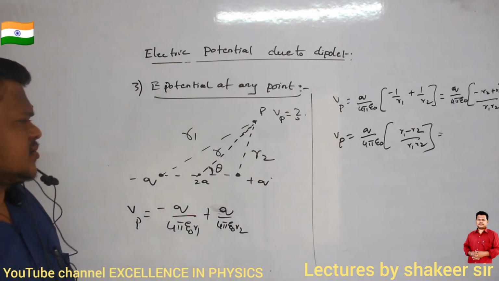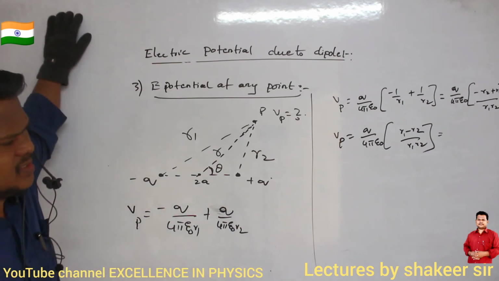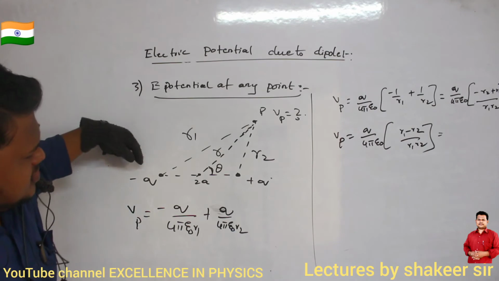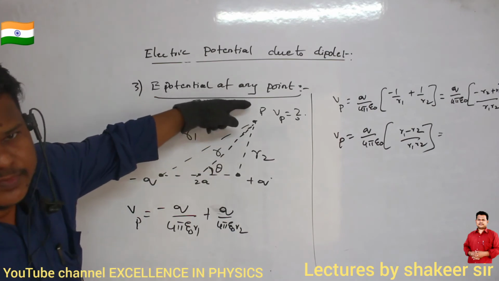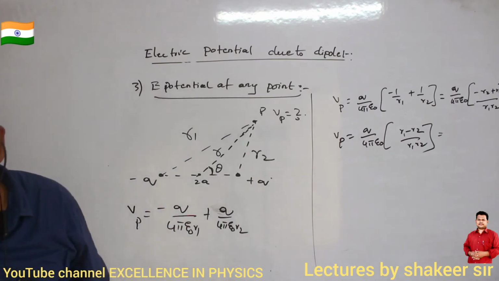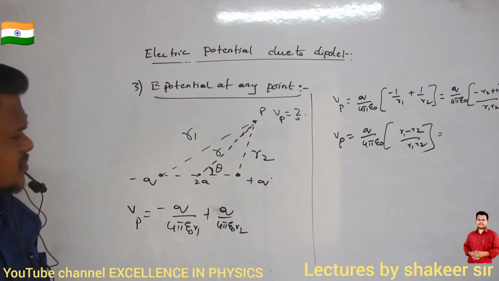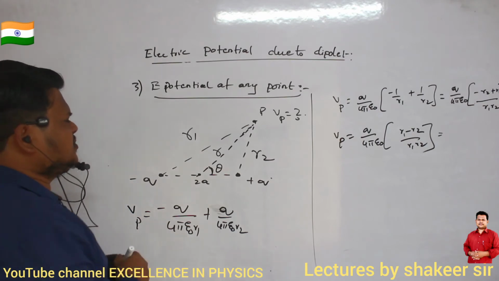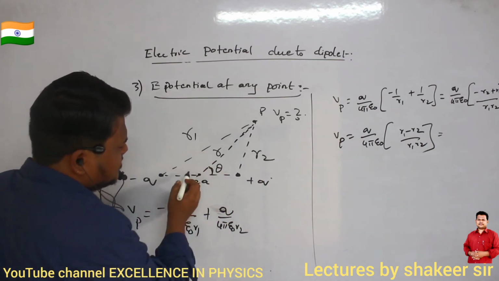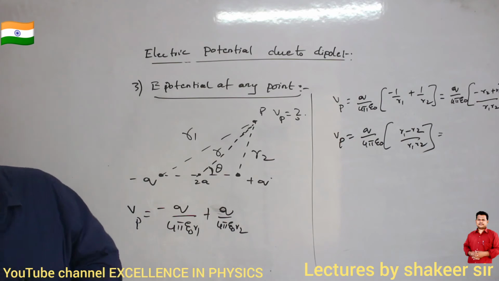R1 minus R2 is how much? Can you say, ma? So this is R1, no? This is R2. R1 minus R2 will be how much? Any idea? See, very simple. So from this R1, you do one thing.